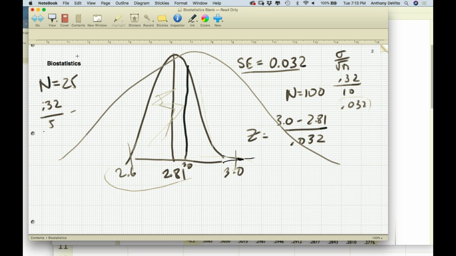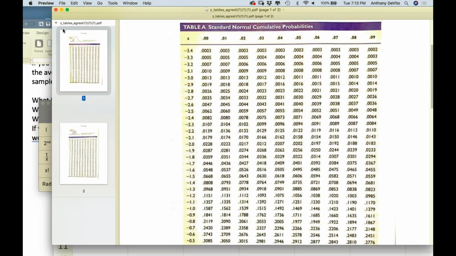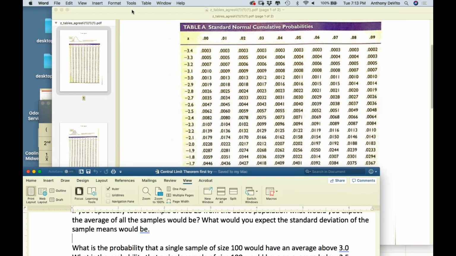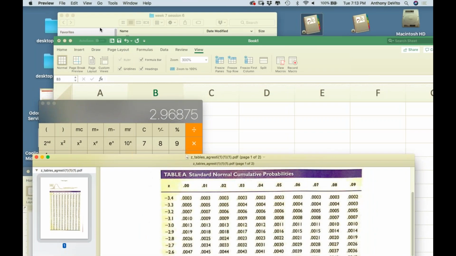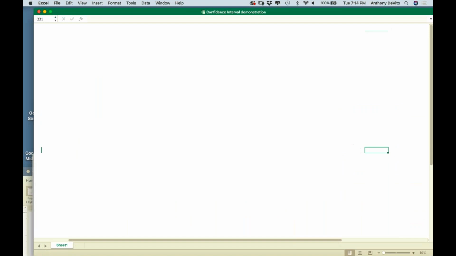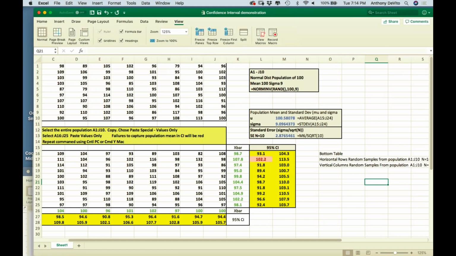Okay, and how are we going to do that? Well, I have a spreadsheet that I made up. Okay, I'm going to open that up. It's on Blackboard if you want to download it and open it as well, or you can just watch me work with it. Okay, now I'm going to blow this up a little bit.